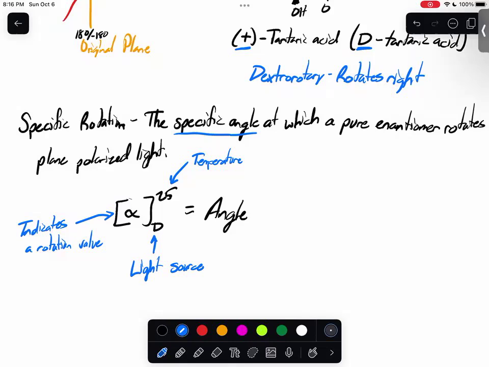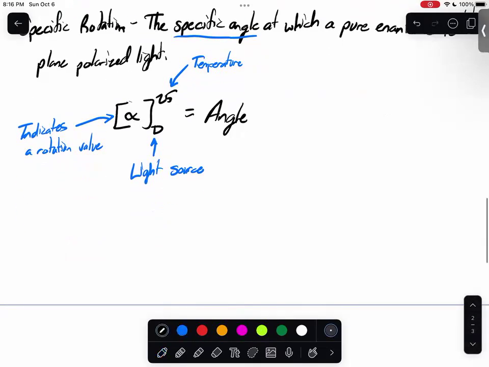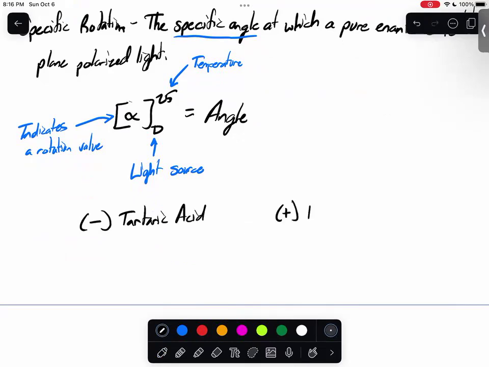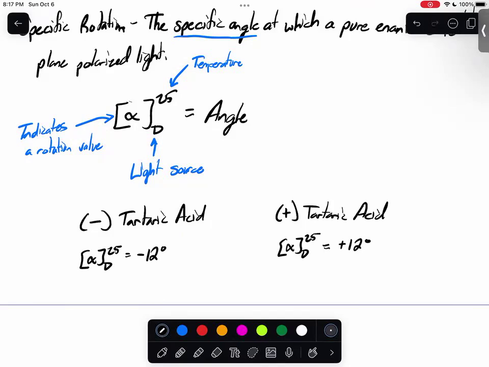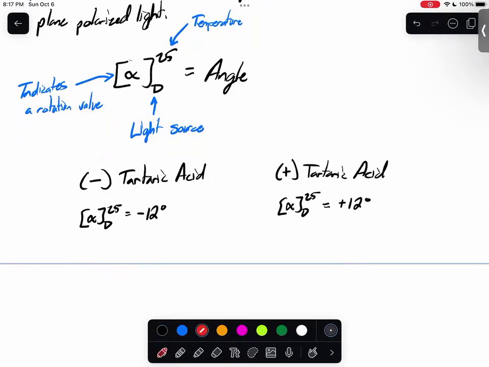Now, if we were to take a look at the two molecules we've been looking at this entire time, right, that minus tartaric acid, as well as the plus tartaric acid, what you'd find is that the specific rotation of the minus is negative 12 degrees. The specific rotation of the plus is positive 12 degrees.